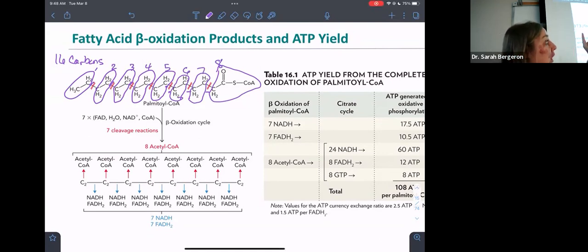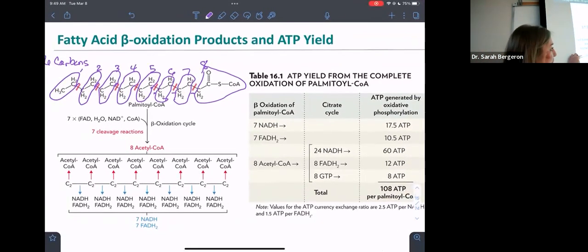So if you count, that's 1, 2, 3, 4, 5, 6, 7, 8 acetyl-CoA units, but count how many cleavage events occurred. How many of the red tick marks do you have? 1, 2, 3, 4, 5, 6, 7. So you're only making, because you had 7 cleavage reactions, 7 FADH2, sorry, and 7 NADH molecules, right? But you actually make 8 acetyl-CoAs. That's important. Yes. Good. Okay. All right.